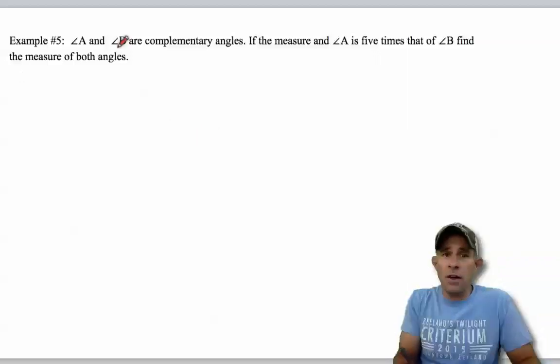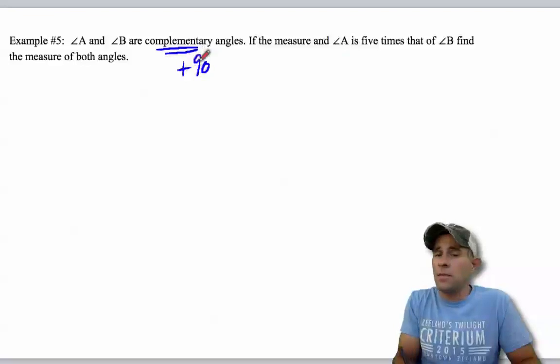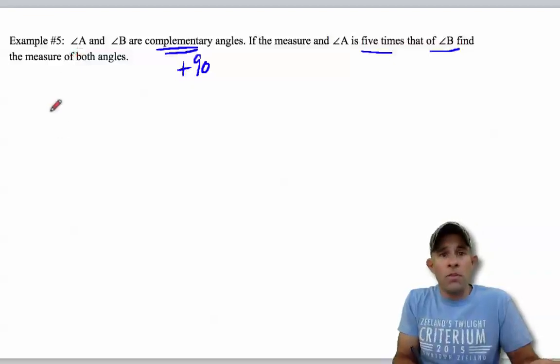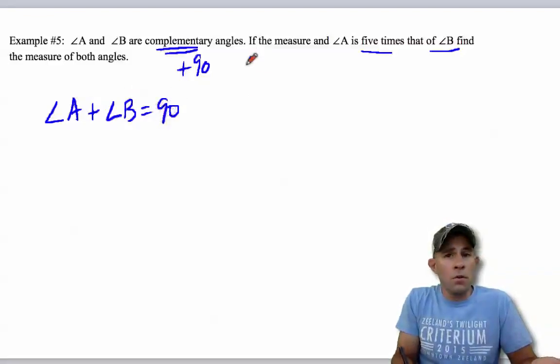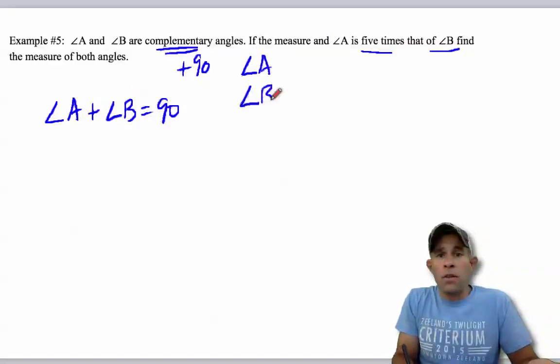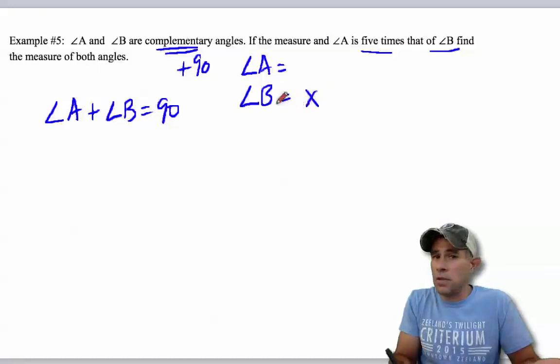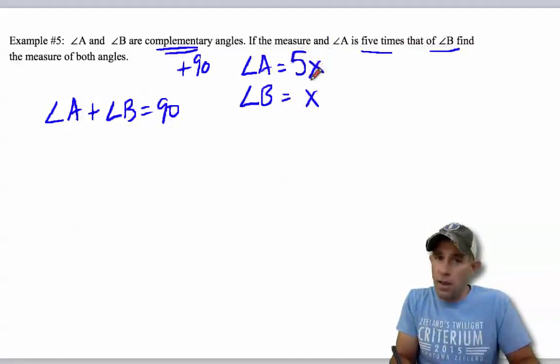All right, in example 5, we're given that angle A and B are complementary. That means they add to 90. If the measure of angle A is 5 times that of angle B, find the measure of both angles. So let's start off by writing angle A plus angle B add up to equal 90 degrees. Now, I don't know the measure of angle A or the measure of angle B, but I do know that A is 5 times whatever B is. So let's let B be equal to x. And therefore, an expression for the measure of angle A would be 5x.